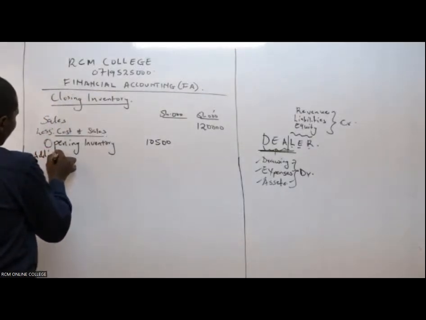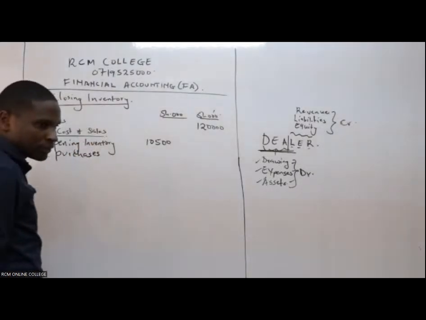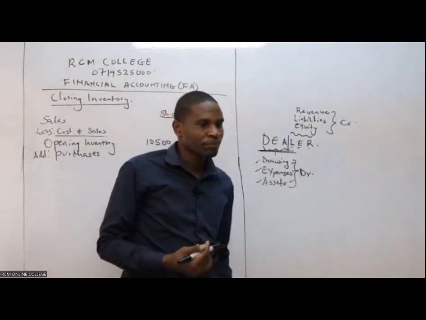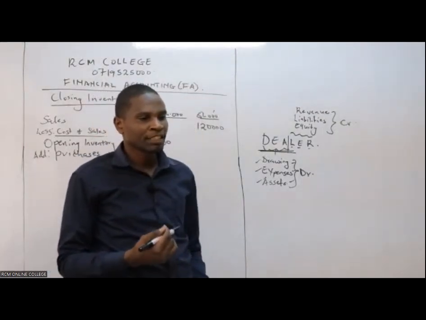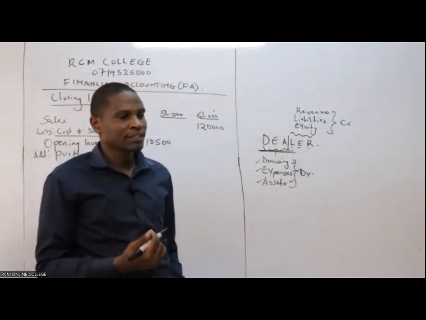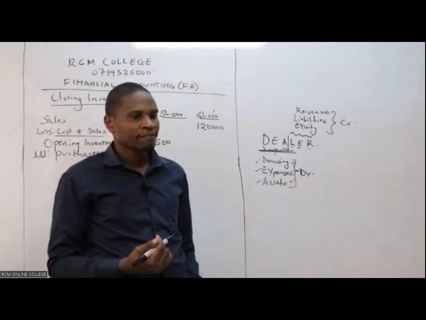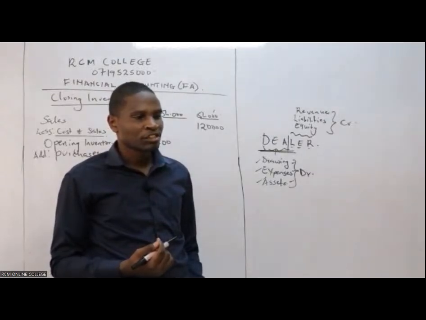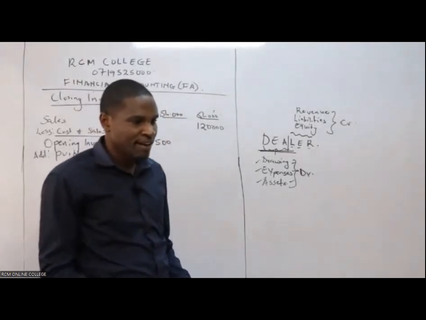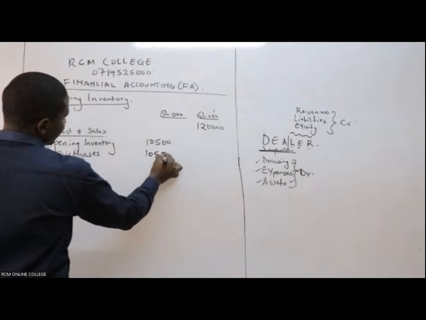We add purchases. Purchases is also a part of what? Part of the cost of sale. So what is our purchase value? Somebody? Purchase value ni ngapi? What is our purchases there? I think it was just given there. 105,500. If you have the question, it is 105,500.